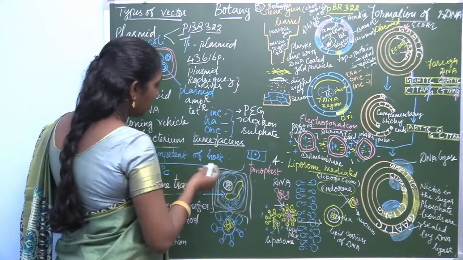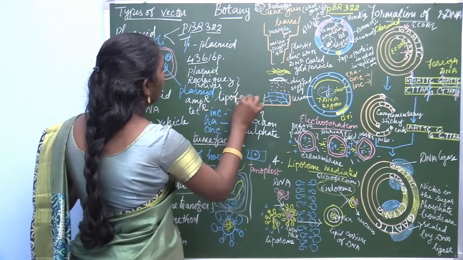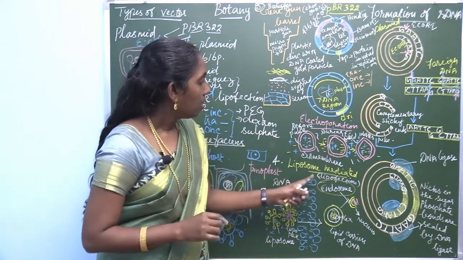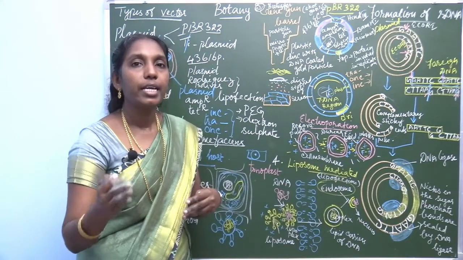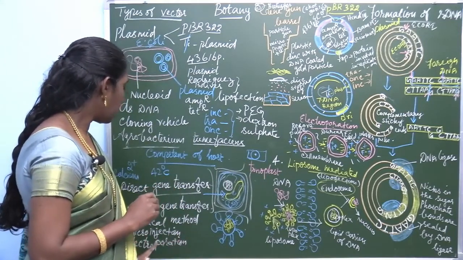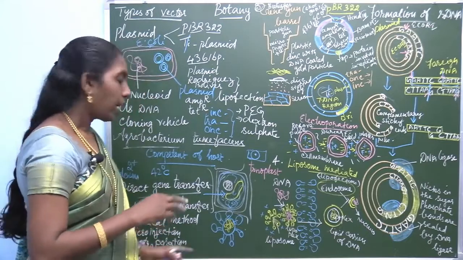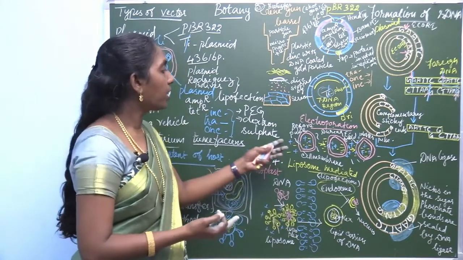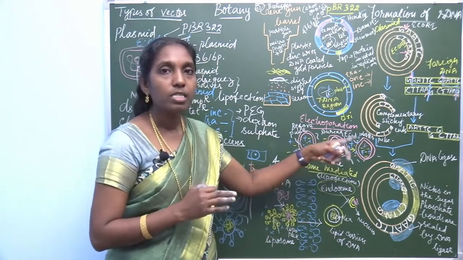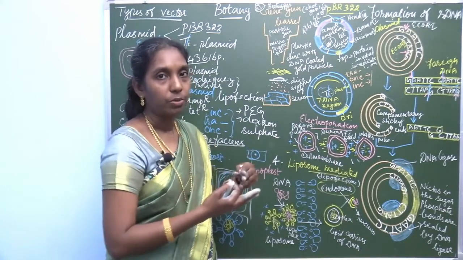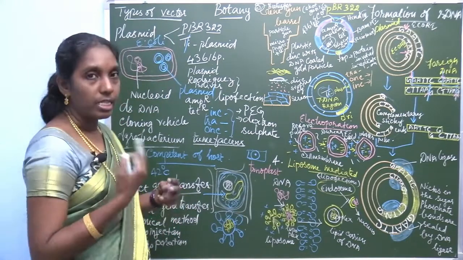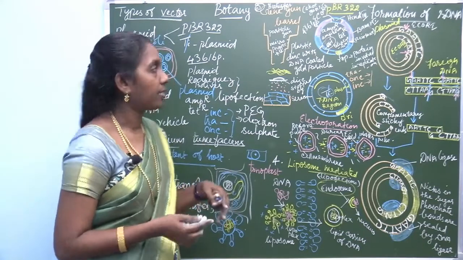The other name of this is lipofection. What is lipofection? Liposome mediated transfer of gene. So first is the chemical method of gene transfer, then microinjection, then electroporation. In electroporation, by an electric field, pores are made in the plasma membrane, through which the DNA is allowed to pass. Then liposome mediated. Finally, there is a method under direct gene transfer, that is biolistics.